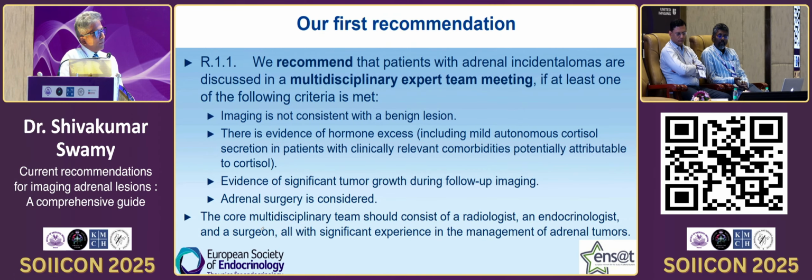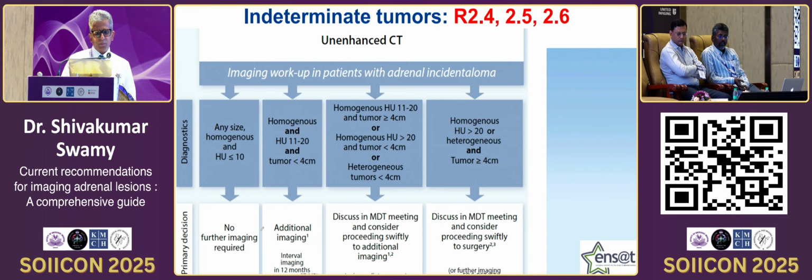The first recommendation they make is, if the imaging is not consistent with a benign lesion, you have to refer this patient to the multidisciplinary team. You cannot take the decision alone. You have to involve the endocrinologist and surgeons, and they will decide on further assessment. It need not be just imaging. They'll do the hormonal assessment, and then they'll come back to you. In this panel, they clearly said HU below 10, no further imaging required. It's the end of the story. You don't have to do anything more.